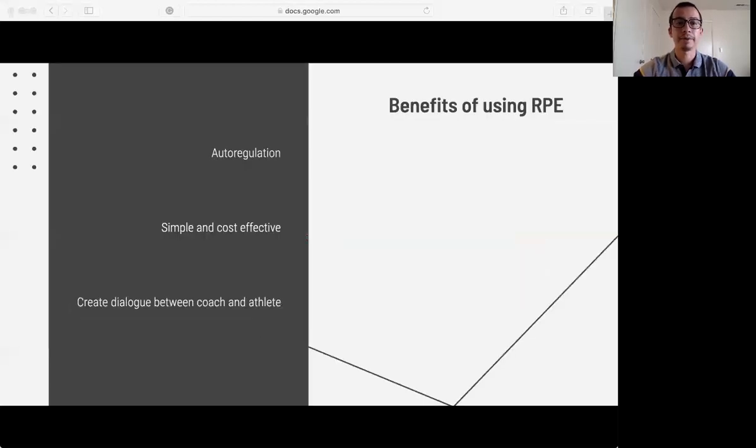Now, some of the drawbacks of using RPE are comparisons between athletes. So if they're filling this RPE out together, there might be the risk of them comparing themselves and trying to one-up each other on their RPE to seem like the stronger or more fit athlete. So we want to make sure that we stress the importance of them basing this just on their perception and having no comparisons between athletes.